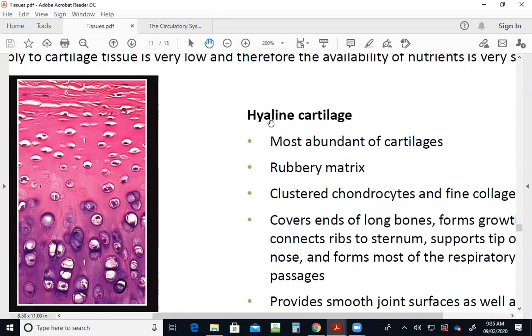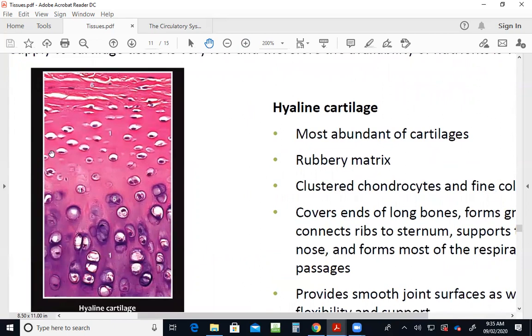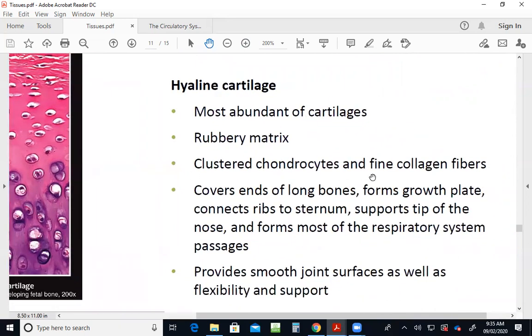The most abundant of our cartilages is called hyaline cartilage. It's very rubbery, where there are clustered chondrocytes, which are these little things that almost look like a football. Sometimes they pair up. You can see that's always something you see with cartilage for whatever reason. Fine collagen fibers are found in hyaline.